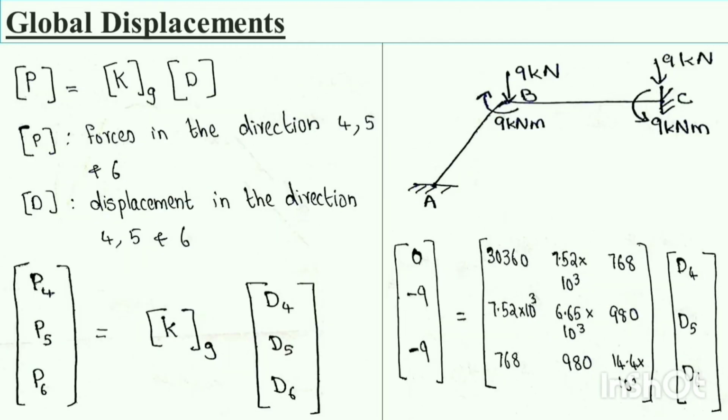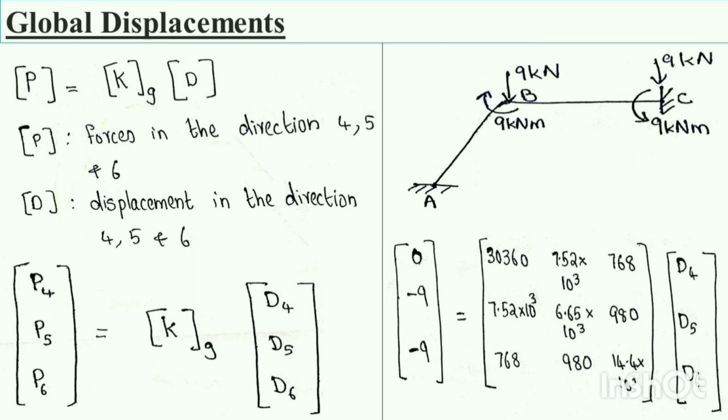Okay, next we have to find the global displacements D4, D5 and D6. Now the formula connecting force and displacement is P is equal to Kg into D, where P is the forces in the direction 4, 5 and 6, D is the displacement that we have to find in the direction 4, 5 and 6, and Kg is the global stiffness matrix after arresting the support reactions or support displacements.